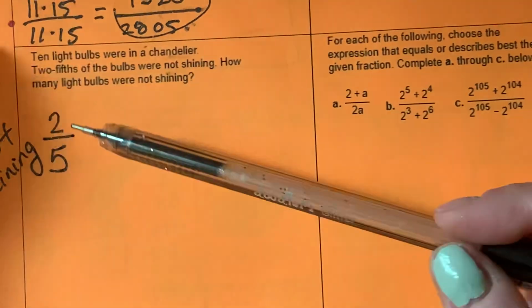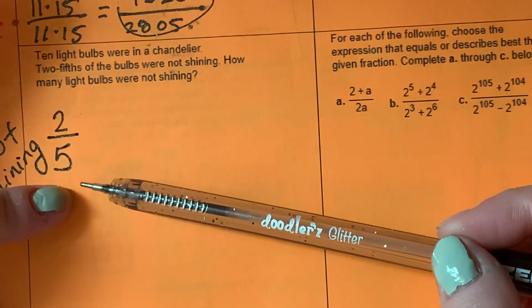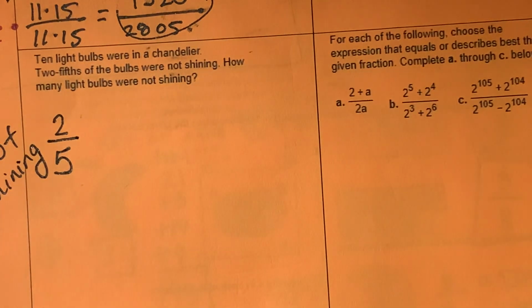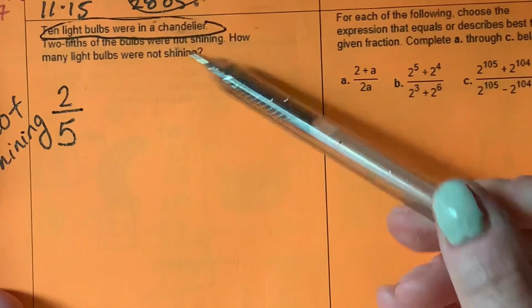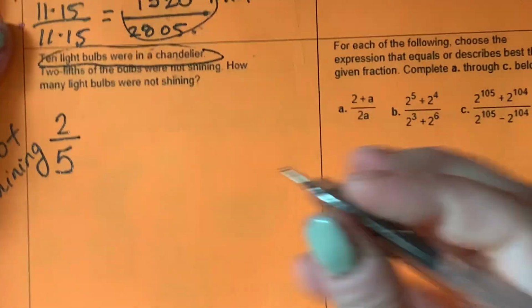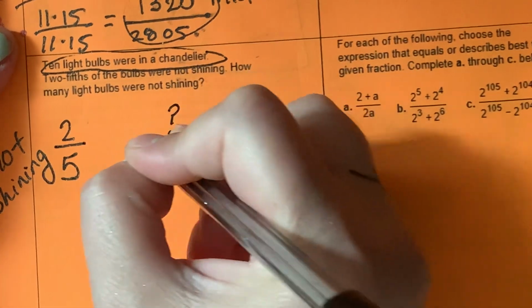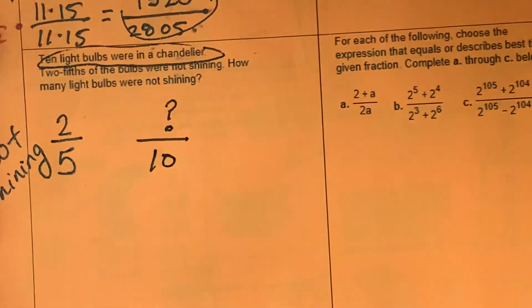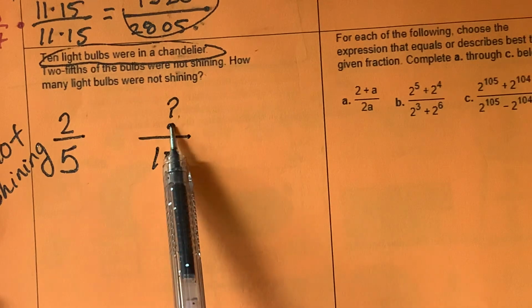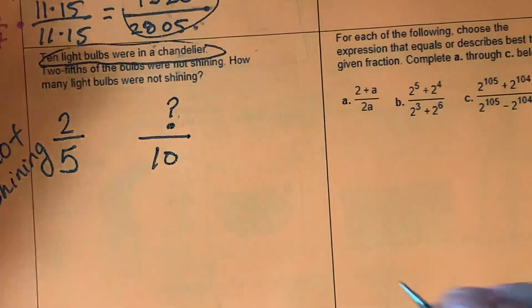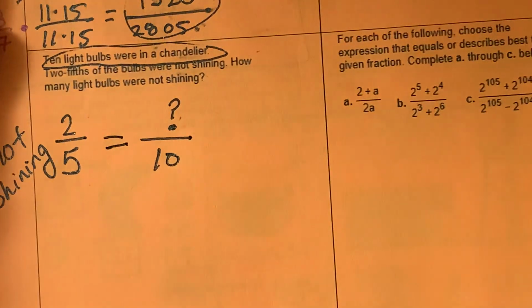But this is saying 2 out of 5 were not shining. This chandelier had 10 bulbs in it. So how many out of 10? So we're looking for the question mark. So it's kind of like we're trying to come up with equal fractions.